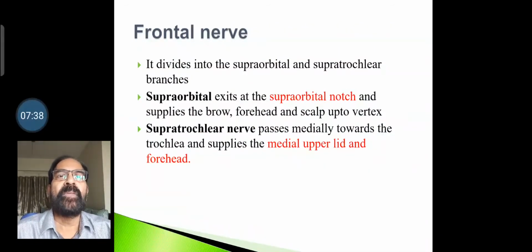Frontal nerve. It divides into supraorbital and supratrochlear branches. Supraorbital exits at the supraorbital notch and supplies the brow, forehead and scalp up to the vertex. Supratrochlear nerve passes medial to the supraorbital nerve towards the trochlea and supplies the medial side of the upper lid and forehead.